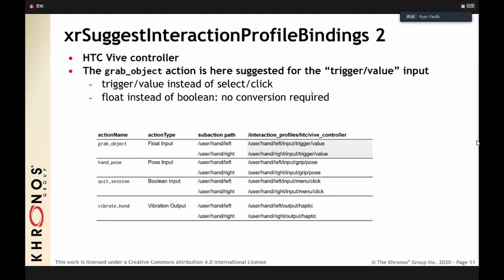The second example is the HTC Vive Controller. Here you can see we've bound the grab object action to a different path. That's because the Vive Controller has an analog trigger rather than a button simply labeled select. This analog trigger, which is a float, is now being suggested as our binding for grab object. The runtime will not need to convert a Boolean to a float. The grab object action will get something that's not just limited to 0 or 1, but might be anywhere in that entire range.